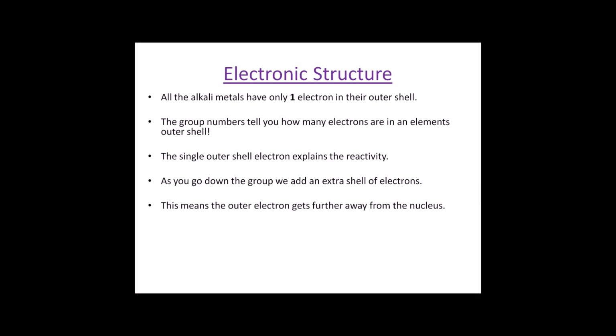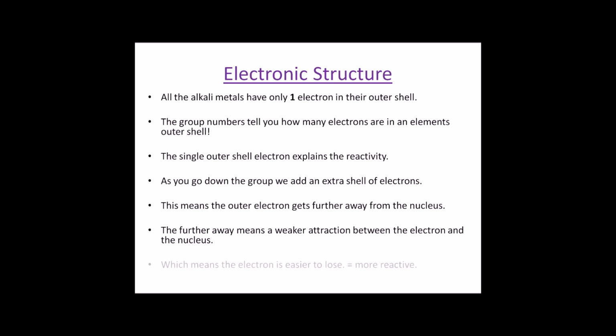And the further away it goes from the nucleus, it doesn't feel so much of a force of attraction to the nucleus. If we remember, in the nucleus we have protons which have got a positive charge. Electrons have got a negative charge and opposites attract. So as the electron gets further away from the nucleus, it's less and less attracted to it, so it's easier to pull it away. And that means the electron is easier to lose, which means the atoms get more reactive as we go down the periodic table in group 1.